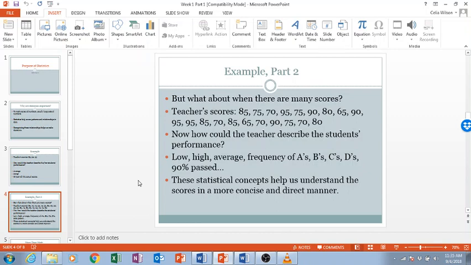So all of those are statistics. The low, the minimum, the maximum, the mean, the frequency, percentages, percentiles, those are all statistical concepts. And it helps us communicate our data and our information in a much more concise manner.